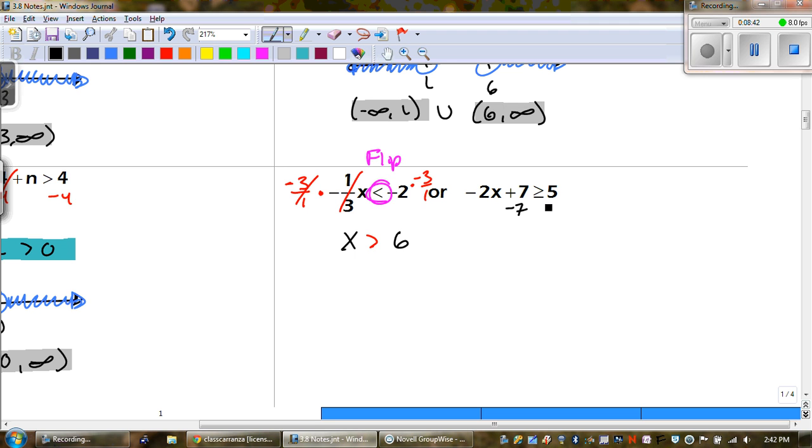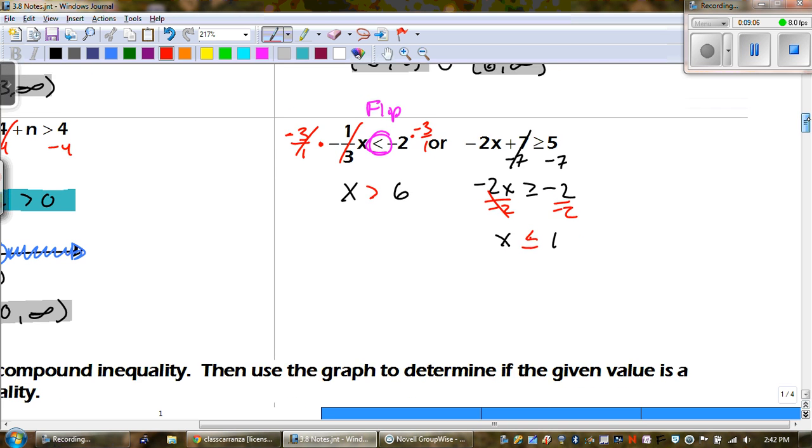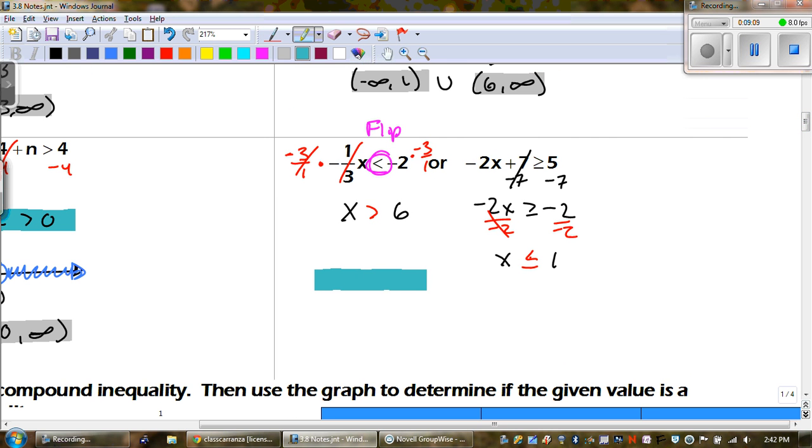Now, on the right side, we have a little bit more work to do. We had to subtract 7, and then you get -2x is greater than or equal to -2. Divide both sides by -2. We're dividing by a negative, so once again, we have to flip the sign. Okay? And now, to make it look all nice and pretty, I want my lower number first, so x is less than or equal to 1, or x is greater than 6.